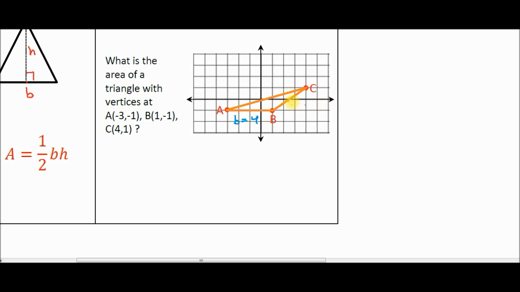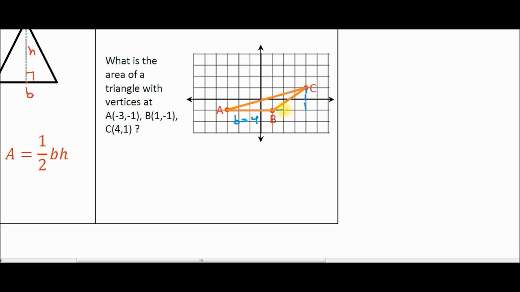Now remember, BC is not the height. Remember, we don't measure height by making a crooked line. It has to be straight up and down. I'm going to go to point C, which I know is my highest point compared to my base. And I'm going to draw a dashed line straight down from there.